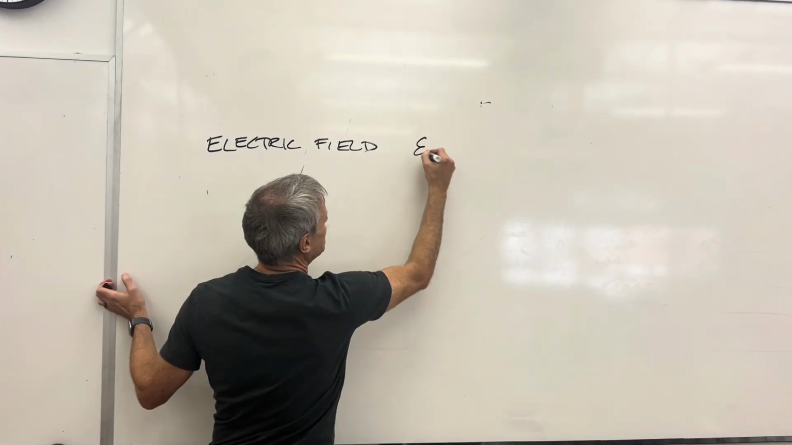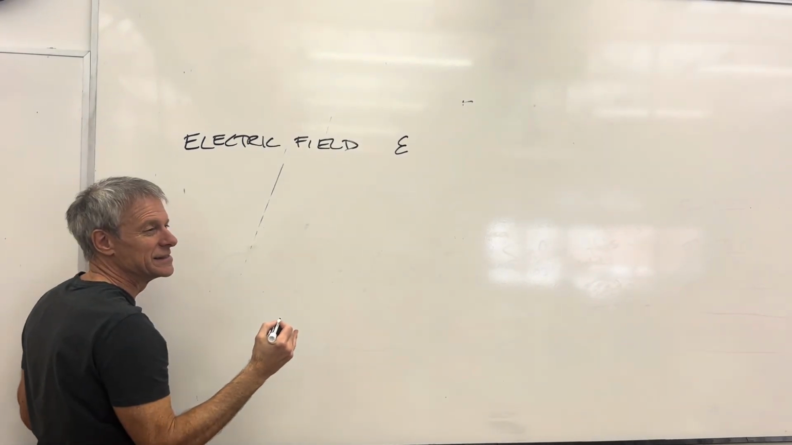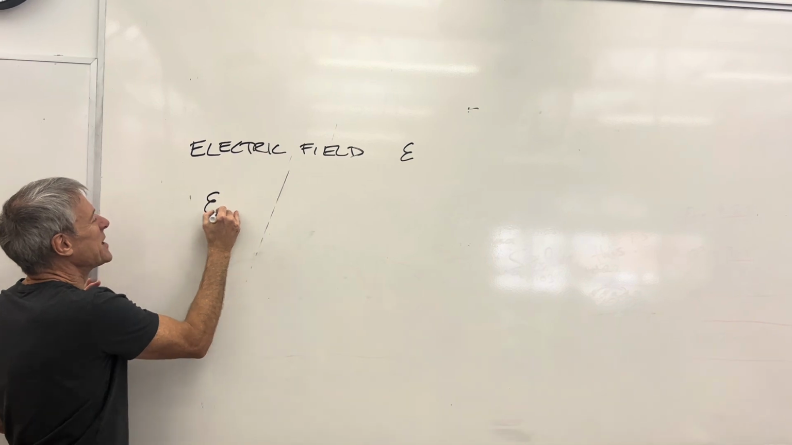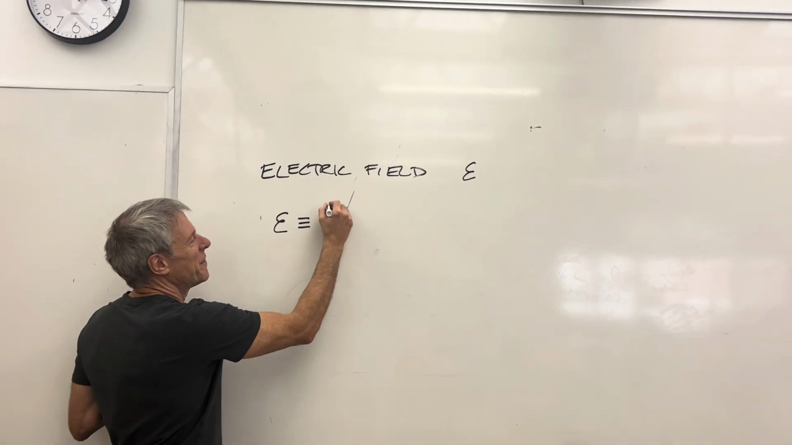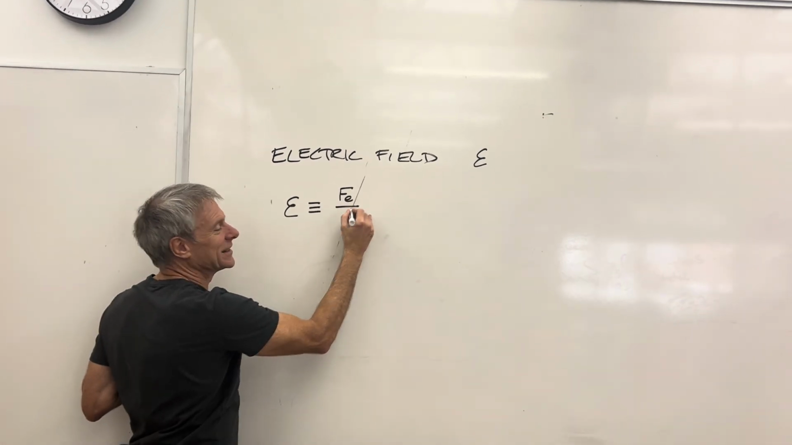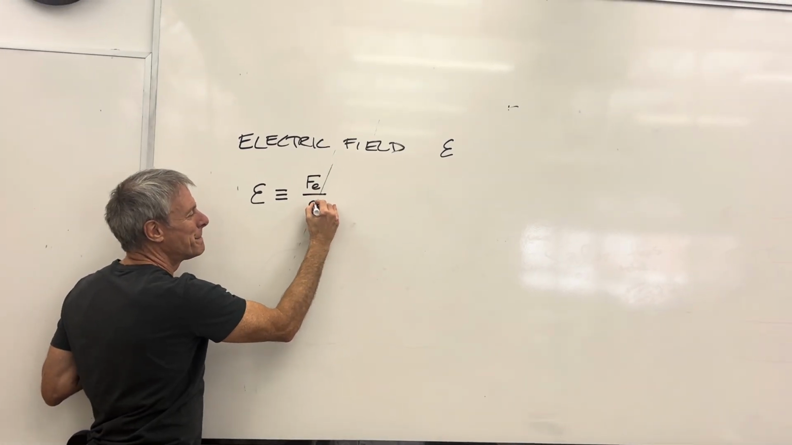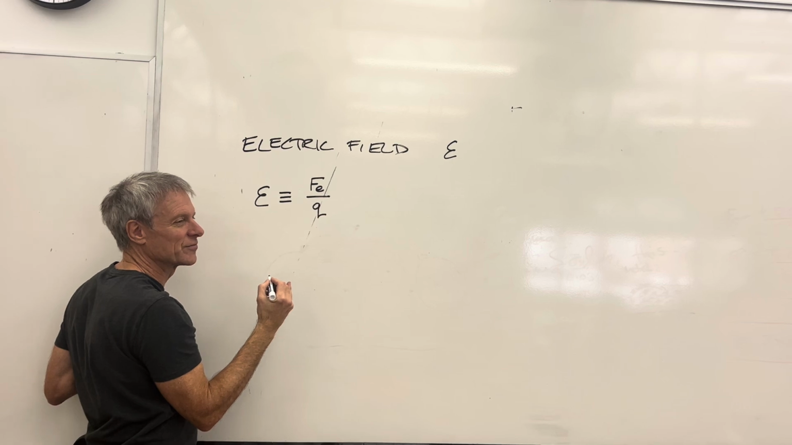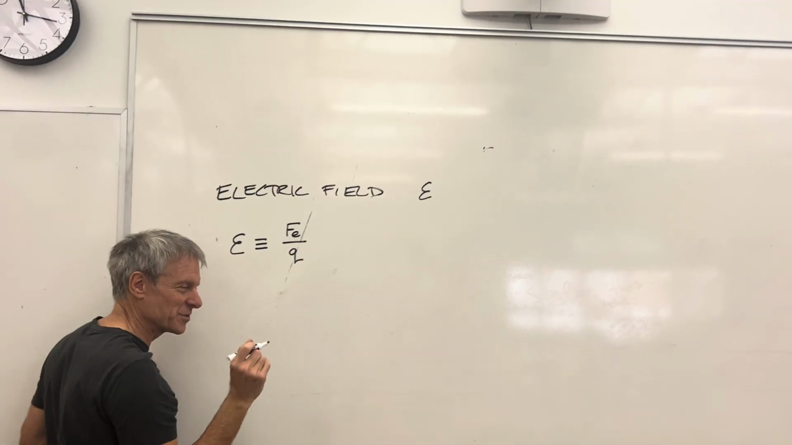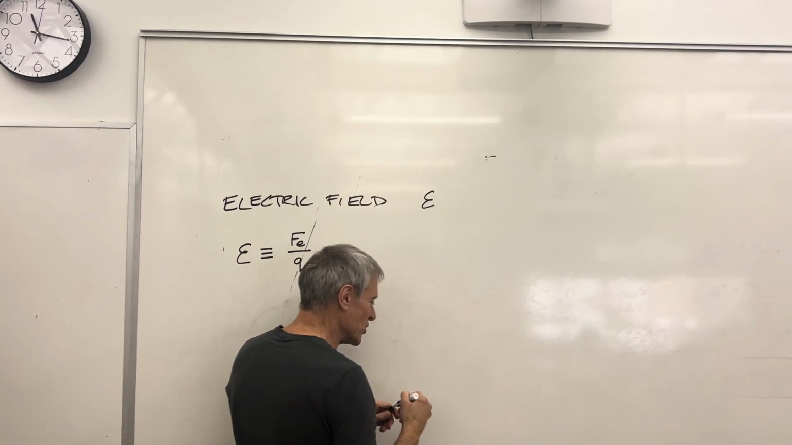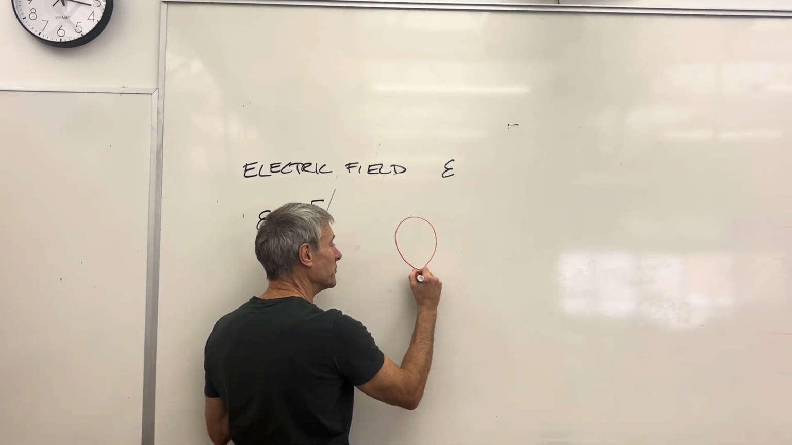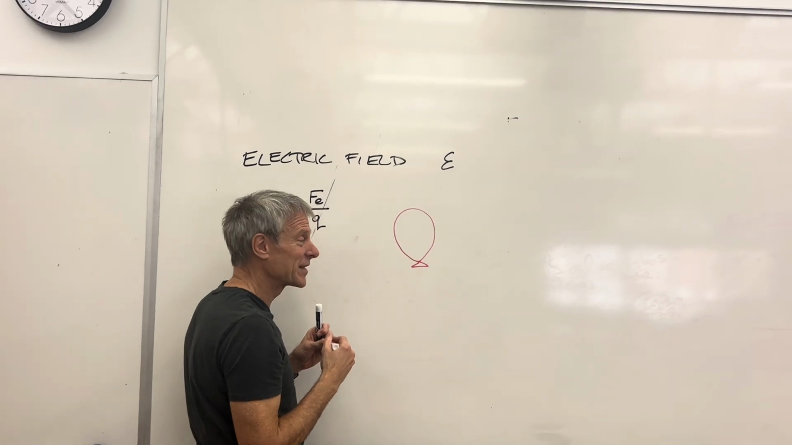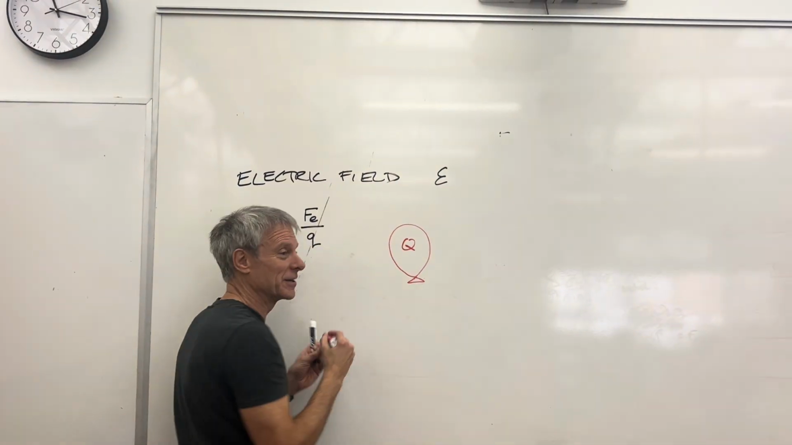So the symbol for electric field is a script letter E. An electric field is defined to be the amount of force acting or available per coulomb of charge. Good question. What does that mean? So here's the scenario. Imagine that we had something electrically charged, like a balloon. That balloon has a certain amount of charge on it.